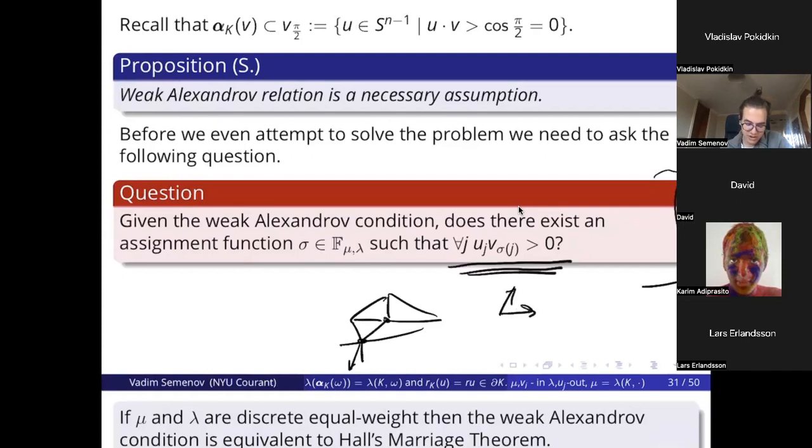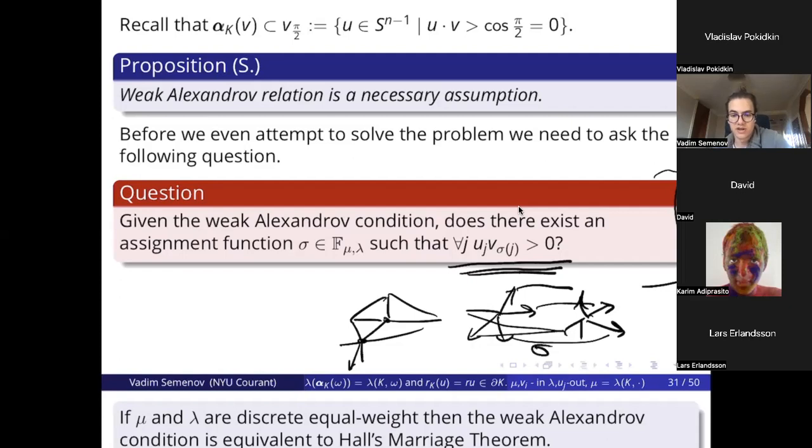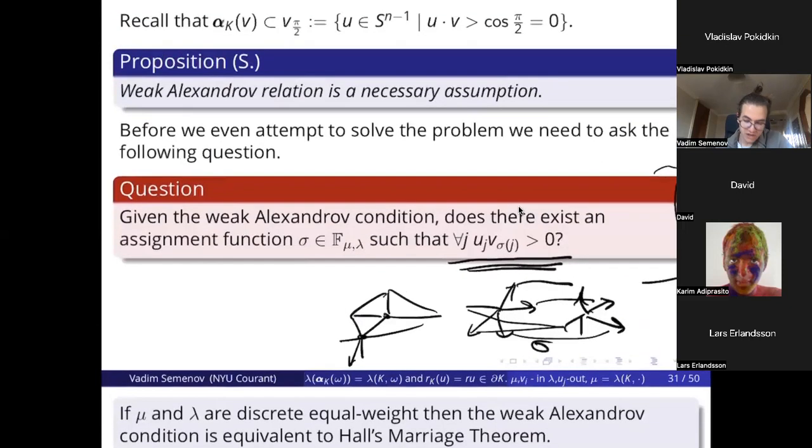So given vectors, given another set of vectors, we are trying to find a correspondence between them, a permutation correspondence, such that u_j dot v_sigma(j) is bigger than 0. So given the weak Aleksandrov condition, does there exist such a permutation? Because if it does not exist, then we are completely unable to solve this problem.